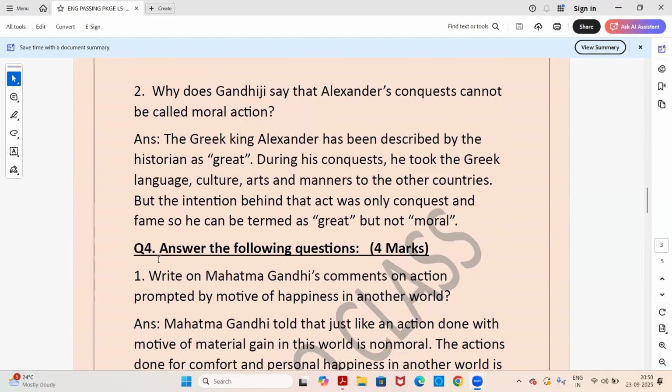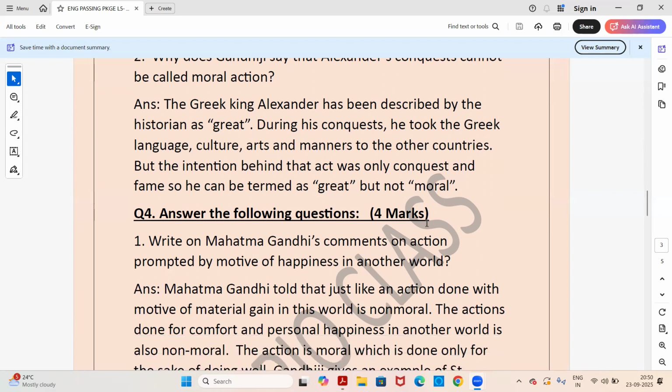Let's move to the second question of 3 marker. Why does Gandhiji say that Alexander's conquest cannot be called moral action? Answer. The Greek king Alexander has been described by the historian as great. During his conquests, he took the Greek language, culture, arts, and manners to the other countries. But the intention behind that act was only conquest and fame. So he can be termed as great but not moral.